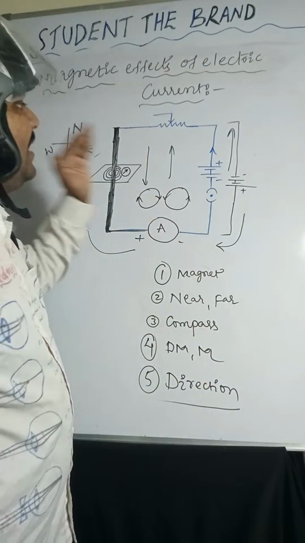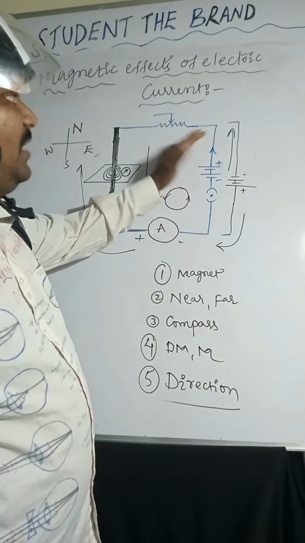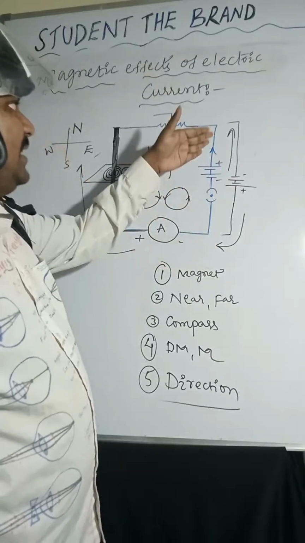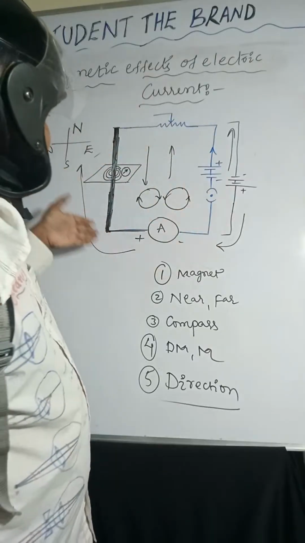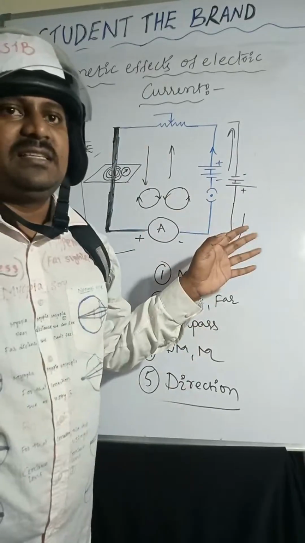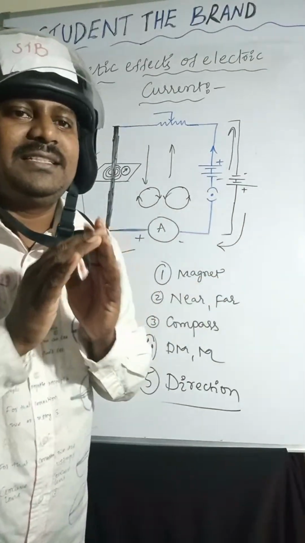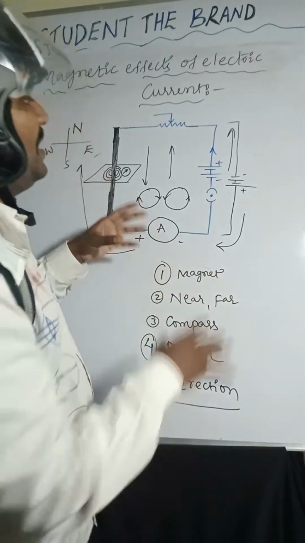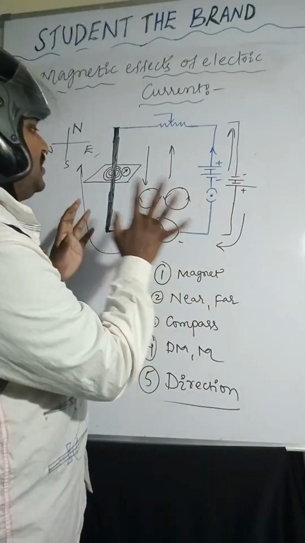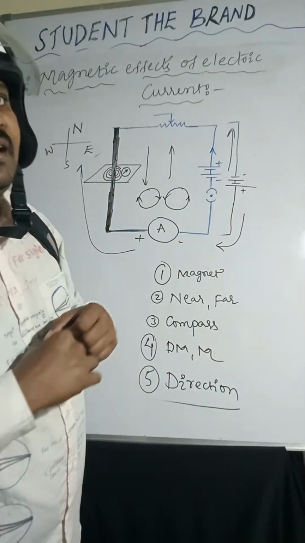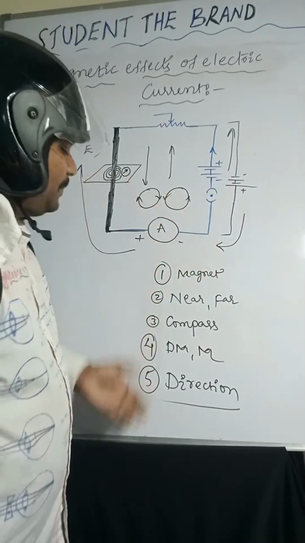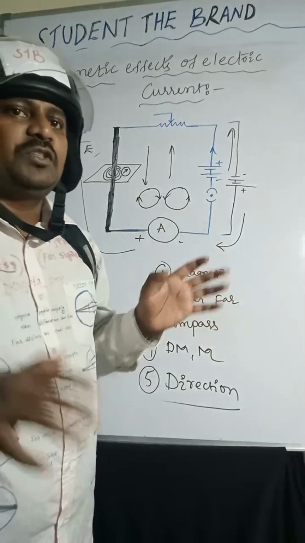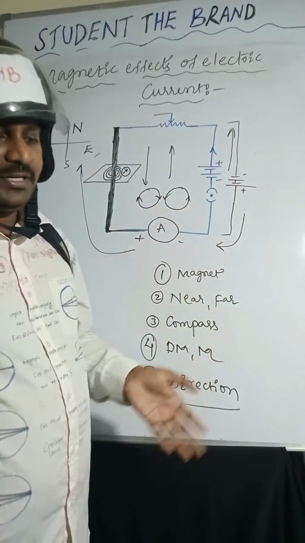That's enough. So we can understand one thing: if you change the polarities of the battery, or simply we can say if you change the current direction, the magnetic field direction also changes. That's very, very easy. These 5 points are very, very important, highly important. Make sure that you remember all these 5 points.